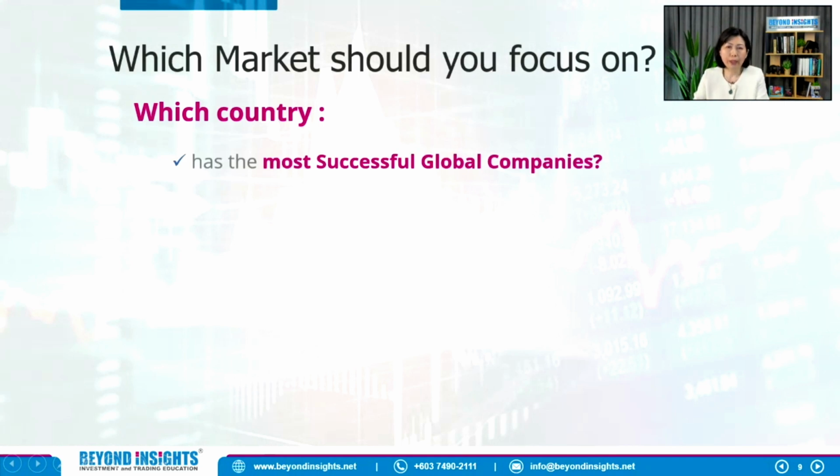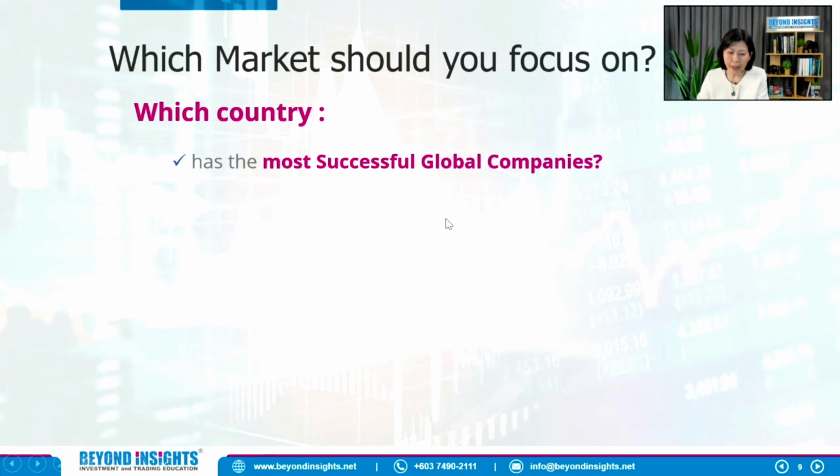So when you want to select a certain market to invest in, first we need to look at which country has the most successful global companies. And I guess most people would have known that the country with the most successful global companies is actually the US. And it's not just for one sector, it's across many sectors, right? A lot of major tech companies like Microsoft, Apple, Facebook, Amazon come from the US. Of course, China has Alibaba and Baidu, but it's very limited to certain sectors, right? If you talk about the top healthcare companies, you also have them in the US.